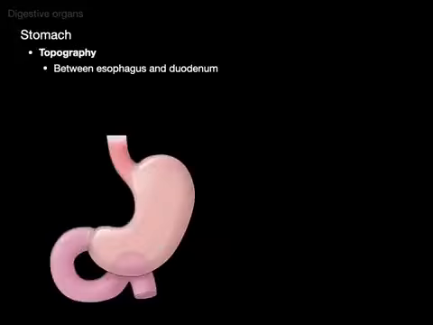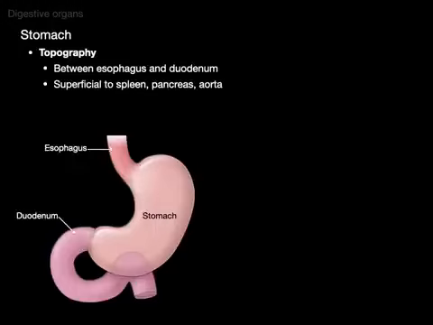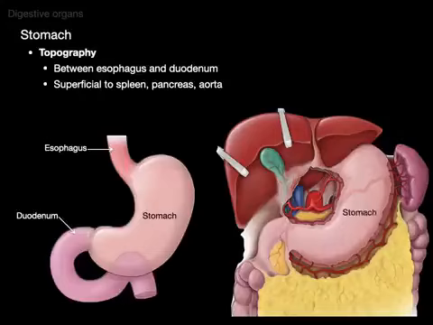Let's talk about the stomach now. The stomach's topography is it's between the esophagus and duodenum as you go from mouth to anus. So there's the stomach between the esophagus and the duodenum. But it's also superficial to our spleen, pancreas, and aorta. It's hard to tell from that picture, but the spleen is deeper to the stomach. And the pancreas lies deep to the stomach, as does the abdominal aorta.